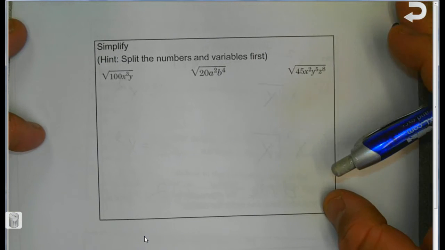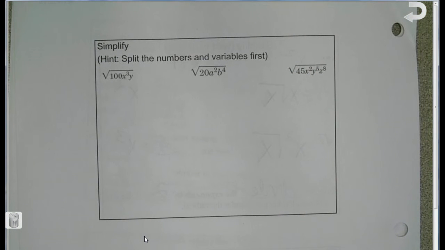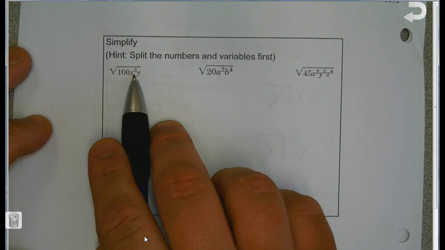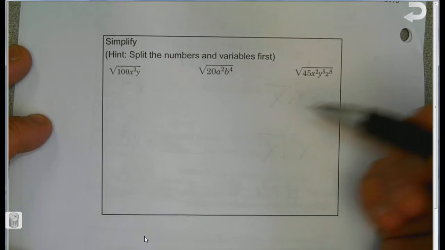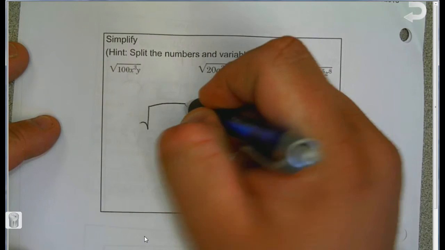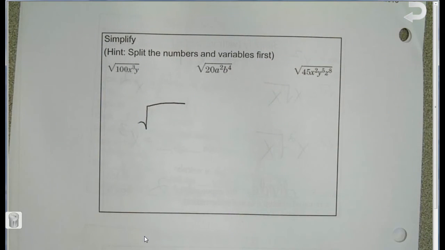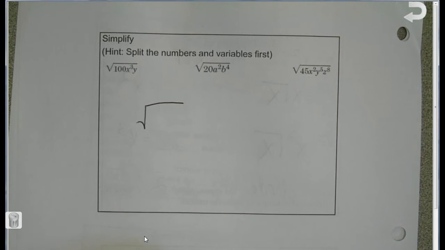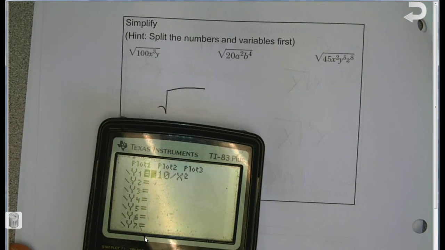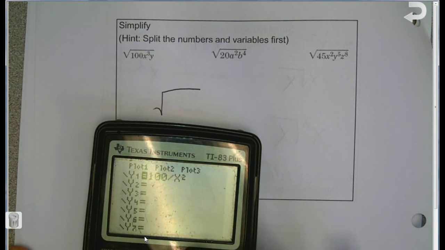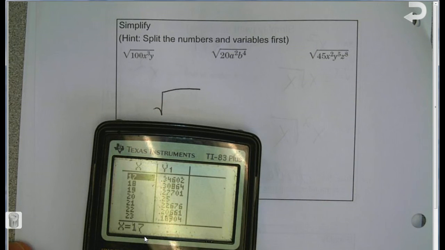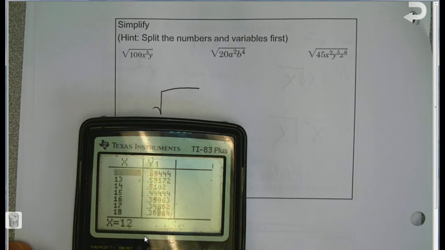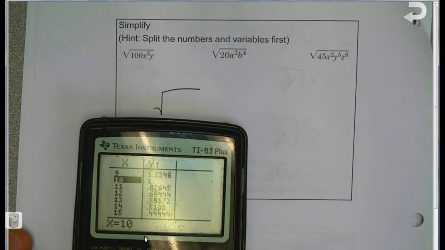So you're going to combine both of the things that you've learned so far into one situation. I'm going to do the first one with you. The square root of 100 x cubed y. We're going to put the square root of 100 here. The first thing we have to handle is the square root of 100. Either you know that or you don't, and that's fine. But if you don't, we can go back to the calculator method. 100 divided by x squared, second graph, looking for a whole number. There it is. 10 times the square root of 1.